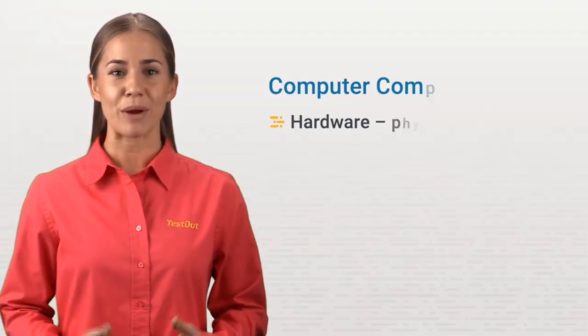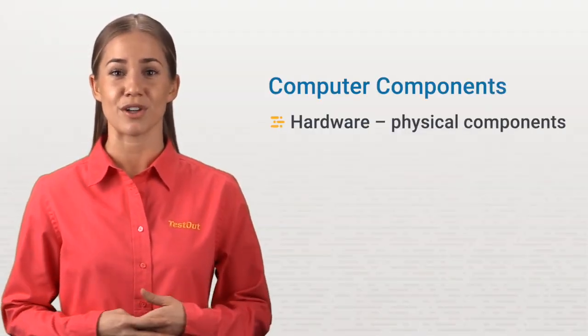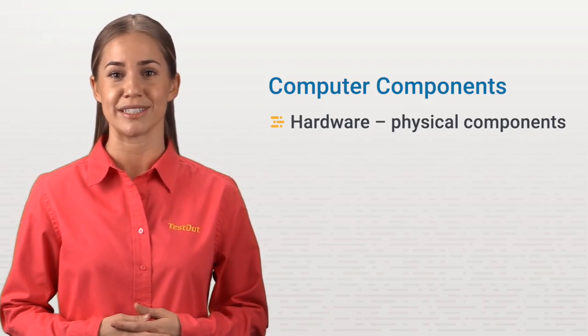As a PC technician, it's very important that you understand the basic components that make up a computer. Computers are made up of constituent parts that work together to create a functional computer. These parts can be divided into two main categories: hardware and software. Hardware refers to the physical components that are installed inside or connected to a computer system.